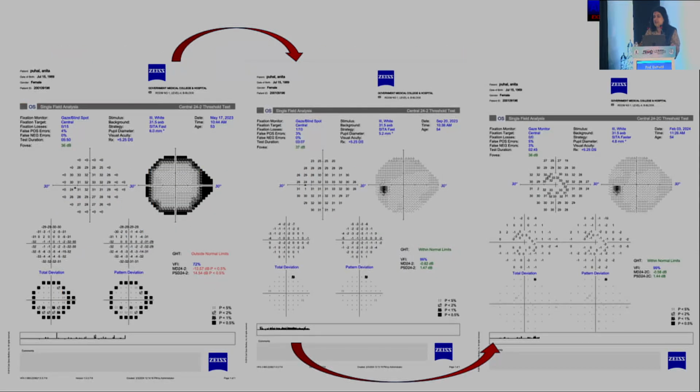So this image shows the first one with a rim defect of a patient who was repeatedly performing badly on SITA Fast. He wasn't able to do SITA Standard at all. Once we shifted to SITA Faster, the reliability as well as the test accuracy improved.